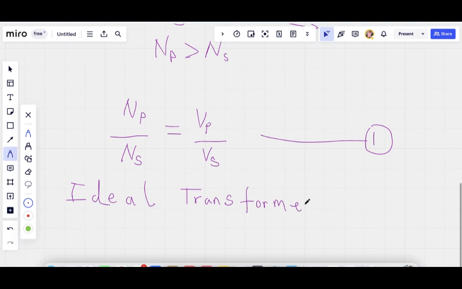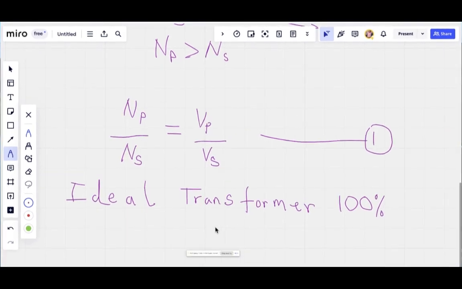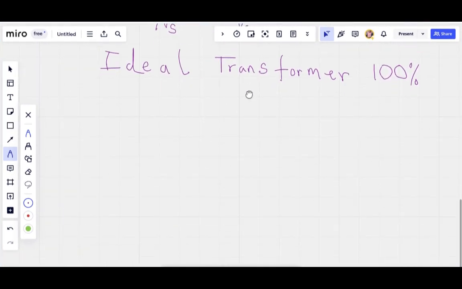But we have such calculations. We make an assumption and we assume a transformer is 100% efficient. Ideal transformer means it's 100% efficient. So if a transformer is 100% efficient, you are saying that there is no loss. The power in the primary is equal to the power in the secondary. So you can say input power equals output power. For an ideal transformer, input means primary side. Input power is equal to output power.